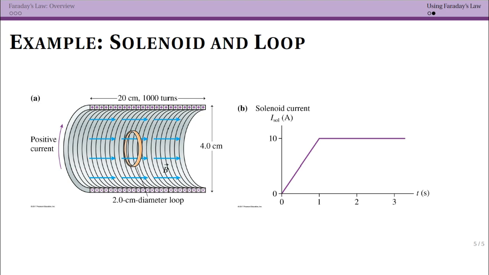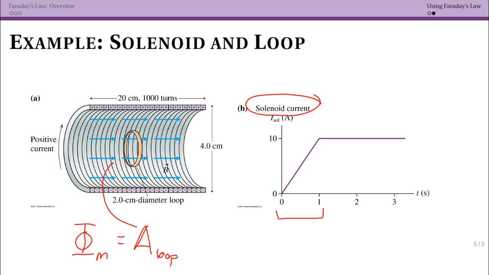But in this case, we actually have a current that is changing with time, and this is the solenoid current. Because your solenoid current is changing with time, the magnetic field that the solenoid produces changes with time. If the magnetic field that the solenoid produces is changing with time, then your flux is changing with time. So when we think about the magnetic flux, we want the area of what I'm going to call the loop. That's this thing, so your area is just this circle.